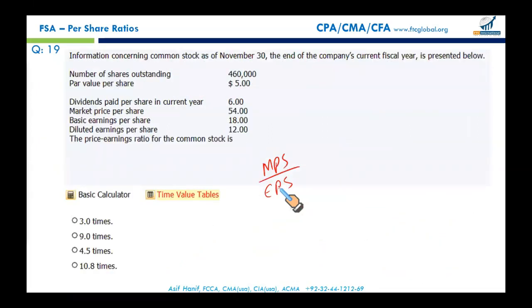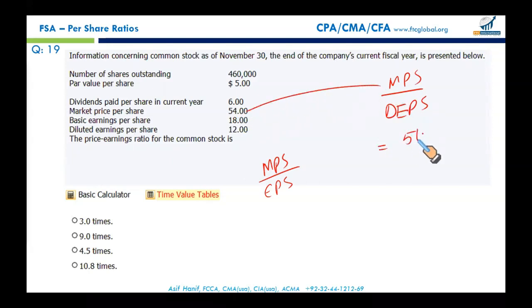So guys, I hope you remember. You should always remember: price earning multiple in the stock markets, an analyst will divide the market price per share with the diluted earning per share. So as a stock market analyst, you will divide your market price per share with the diluted earning per share if you are in the stock market.